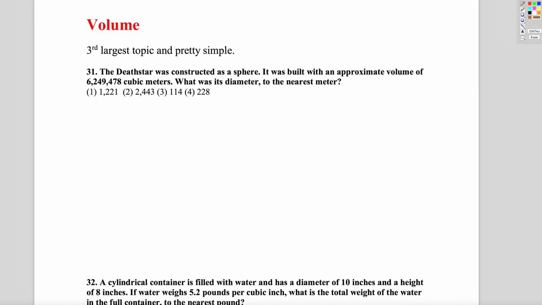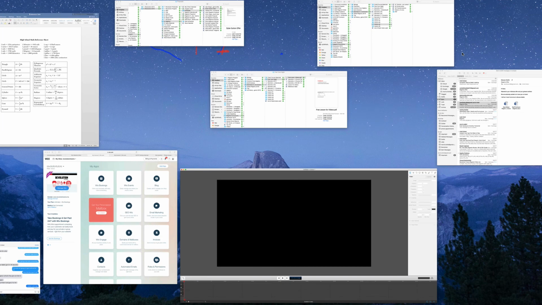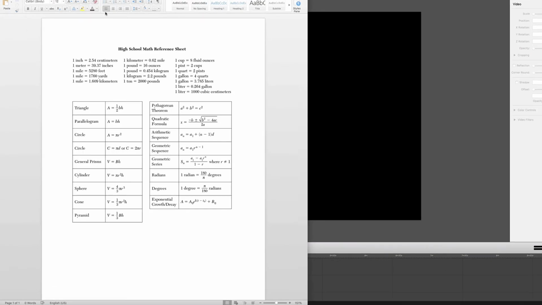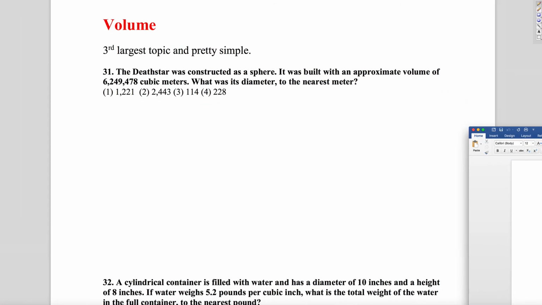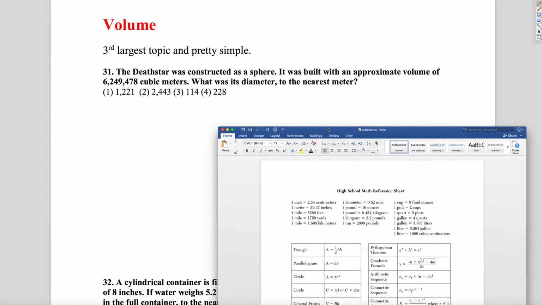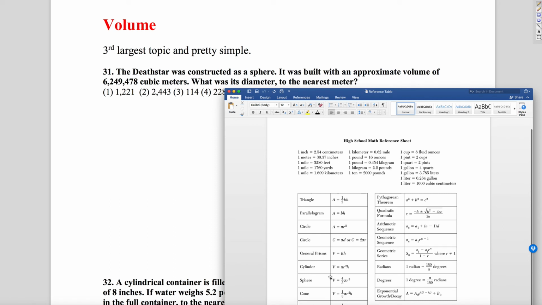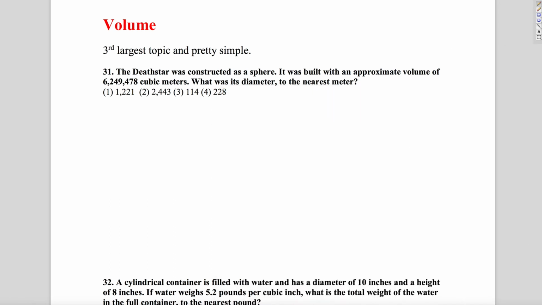Volume comes up pretty frequently. We'll need the reference table for this one. Pull it over. So the Death Star is a sphere, so we're looking for the formula of a sphere, 4/3 pi r cubed. And then they tell you the volume, so you plug this in. Then you solve. Whatever you have to do, you do.